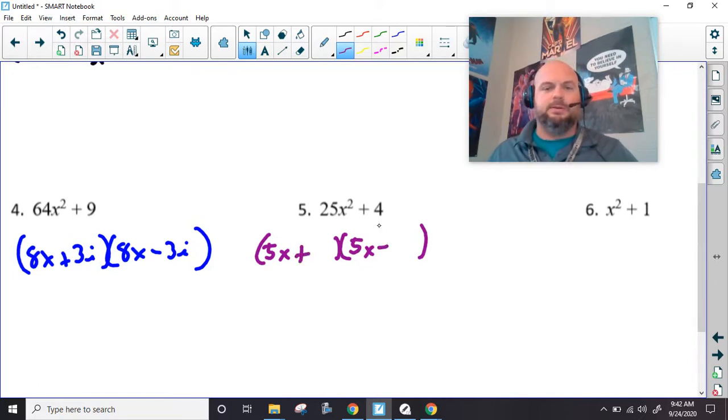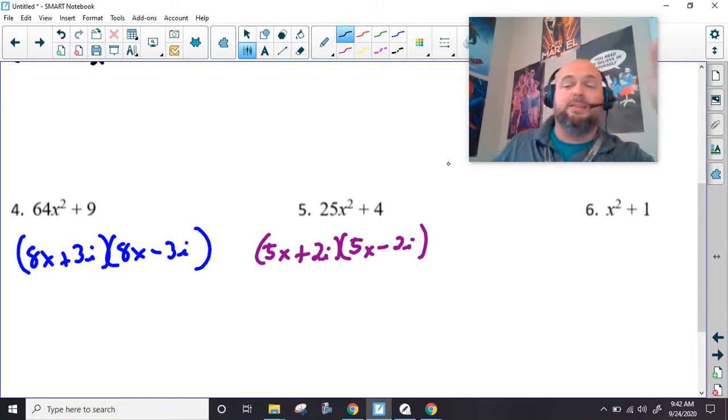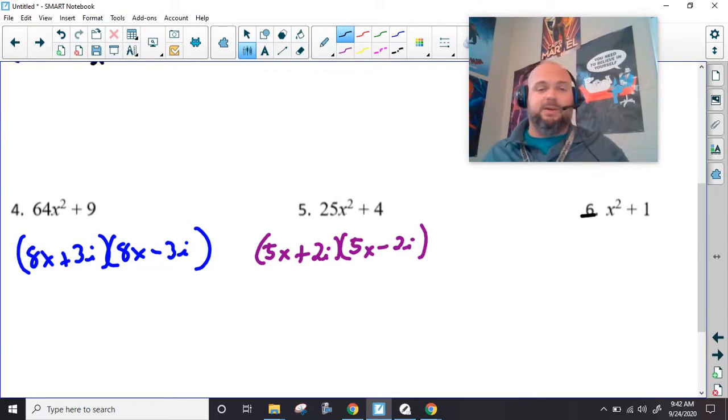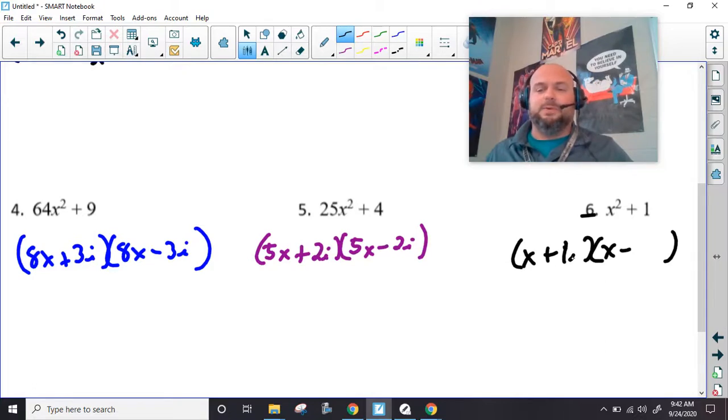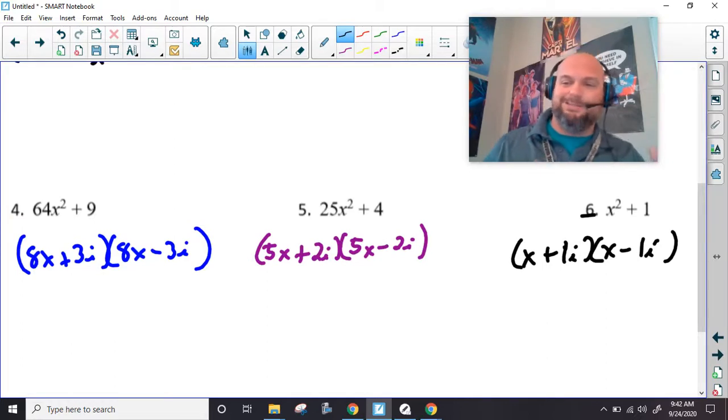So, 2i and 2i. And this one, y'all might lose hair over it. X plus, x minus, square root of 1. Oh, it's so hard. I can't do it. Believe it or not, it's 1. So you could actually write 1i, or if you just wanted to write the i, either way, it's okay.